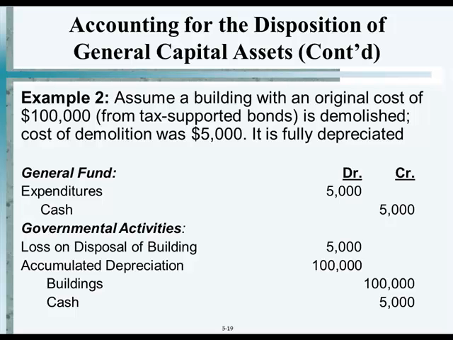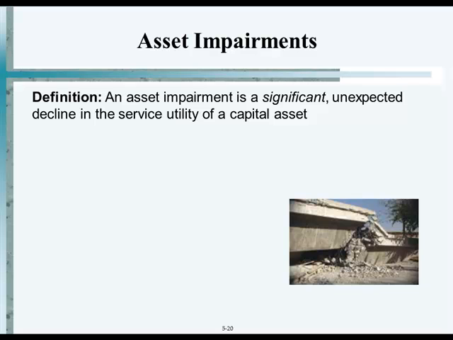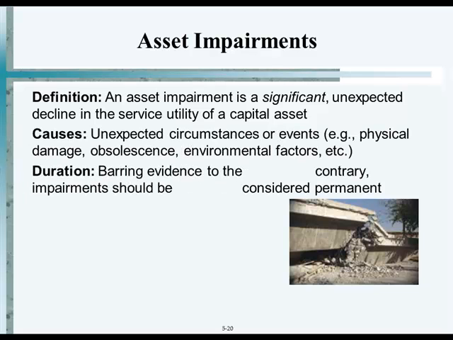Okay, and here's another example where there was a loss on disposal of a building, no different from the other, except again now we have a loss, plus we had to demolish the building. That's why we show the expenditure. Okay, no different than the other example that we saw. Now we come to an interesting area, which is asset impairment.